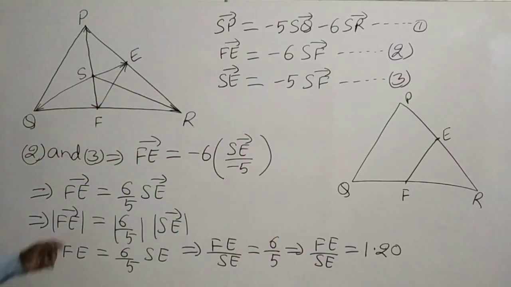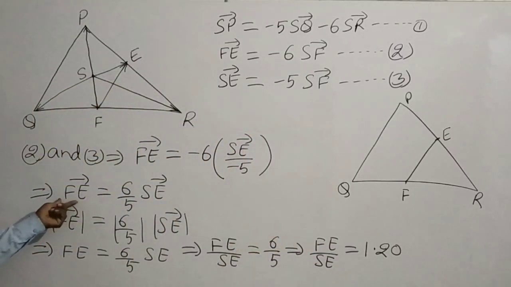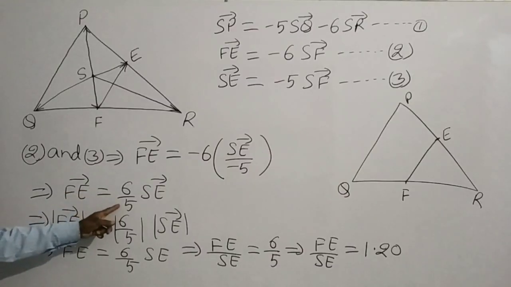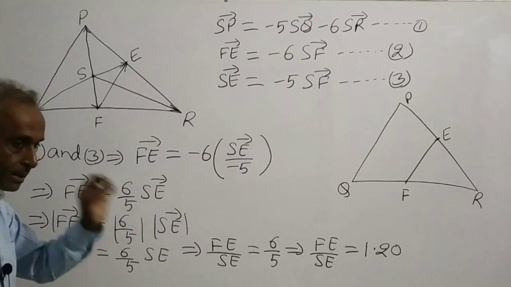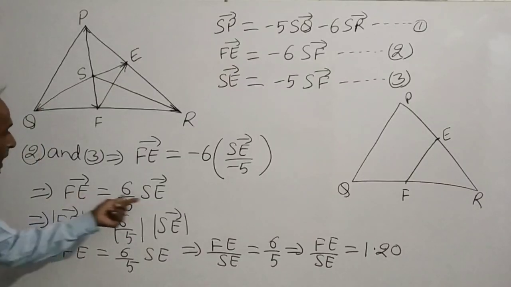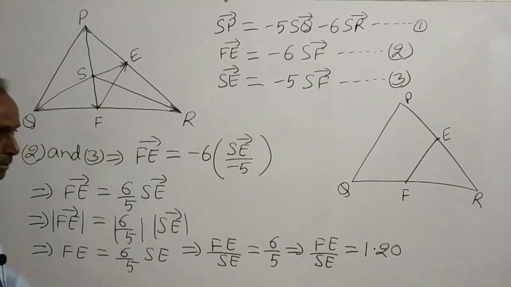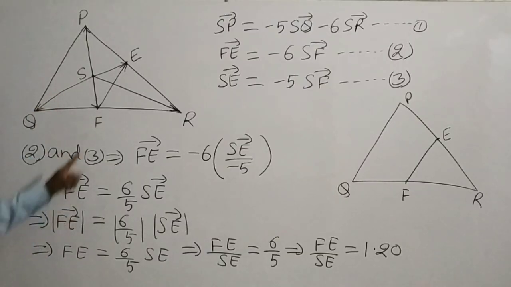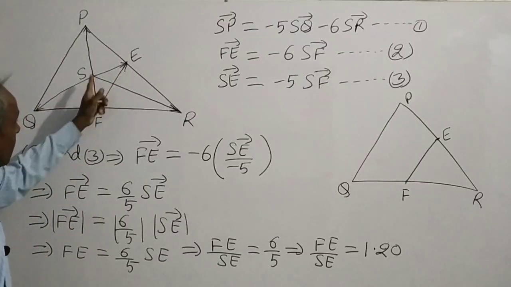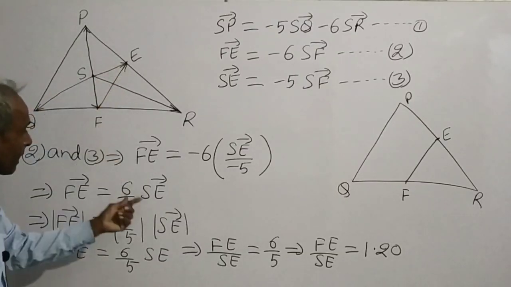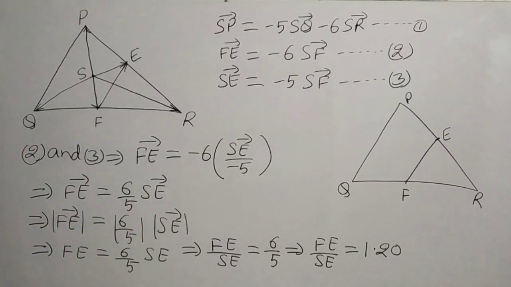1.2. But this result, vector FE is equal to 6 by 5 times vector SE, indicates that vector FE and vector SE are parallel.